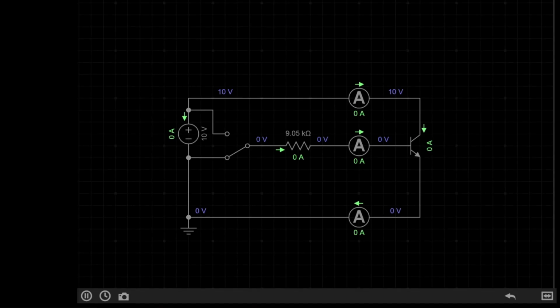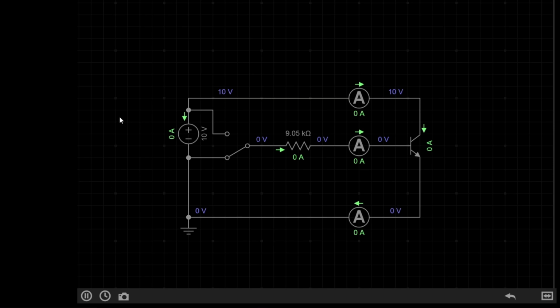Hi, this video will explain what bipolar junction transistors are and how to use them. Bipolar junction transistors, or BJTs, have many functions, but this video will focus on two prominent ones, that being as an amplifier or as an electronic switch.